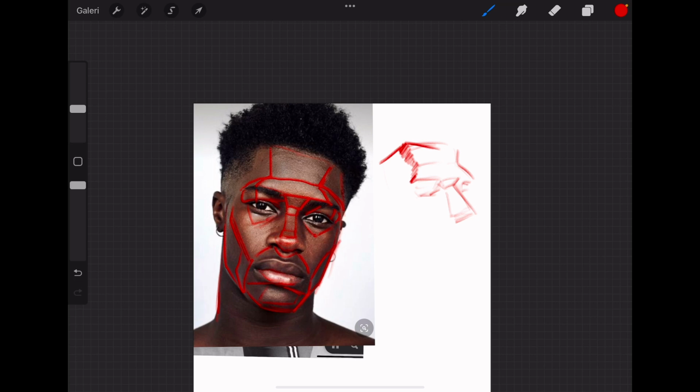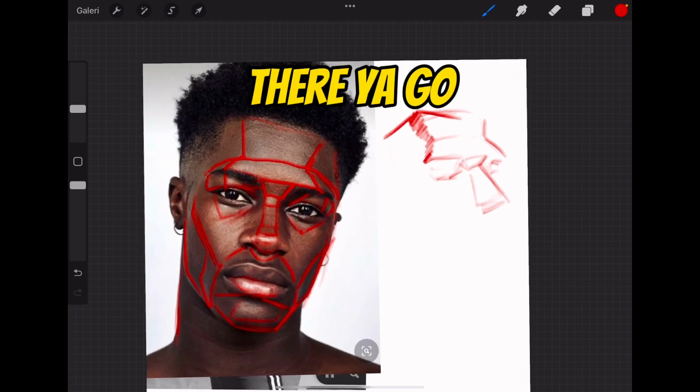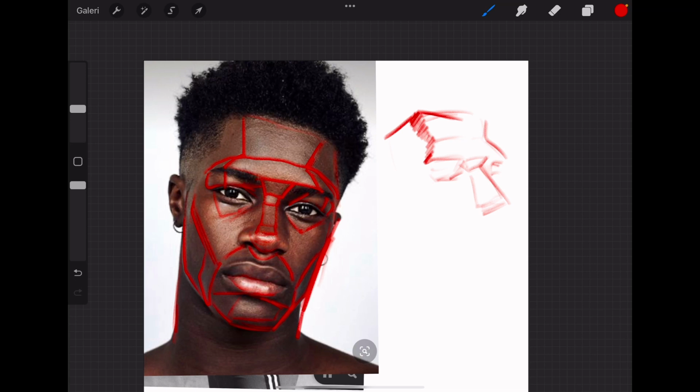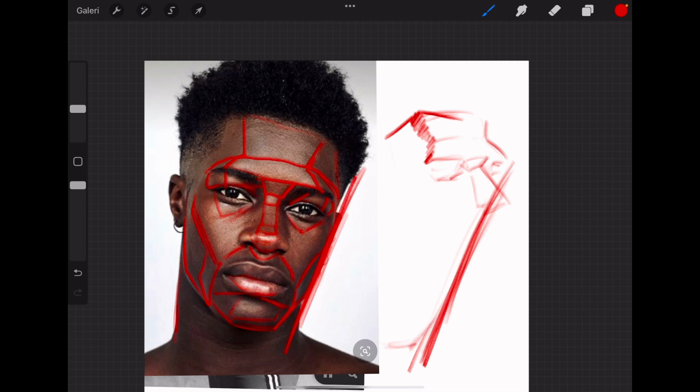Also, I measure angles too when I'm using a reference. Let's look at this angle. I need to replicate that angle in order to draw that tilt of the head. So whenever things go wrong, I just check out the angle.